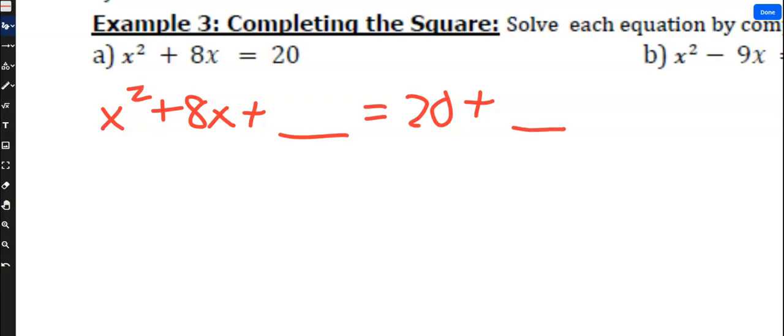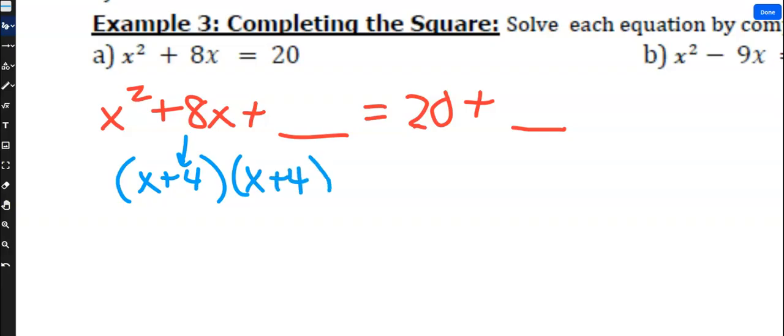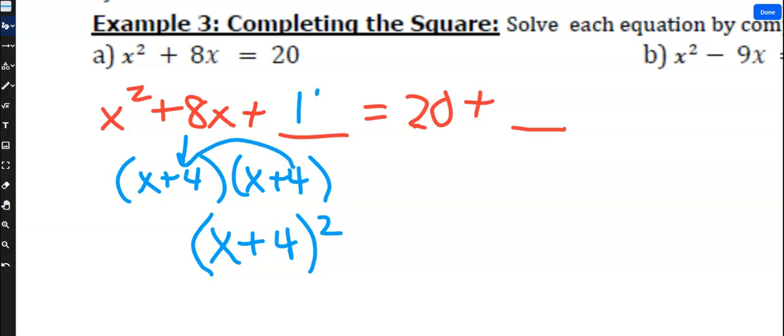Now, I don't know who in their right mind set this up because they didn't leave me enough room. So I'm going to slide that over. Now, if I use what I did before, x plus 4, because you're taking half of that number, times x plus 4, which is really the same thing as x plus 4 quantity squared. 4 times 4, that's 16. If you add 16 to the left side, you've got to add 16 to the right side. Well, what is 20 plus 16? That's 36.